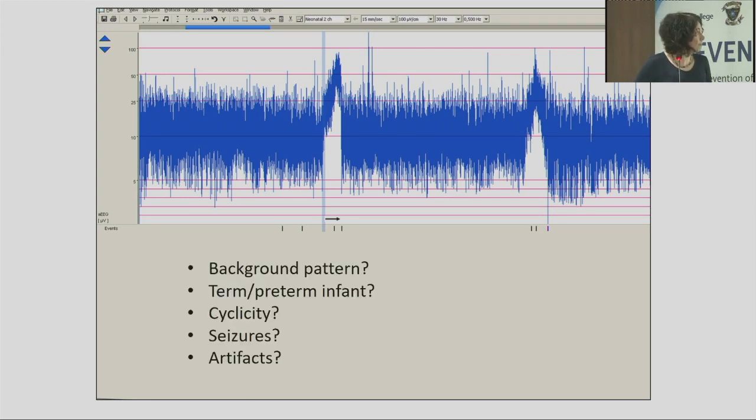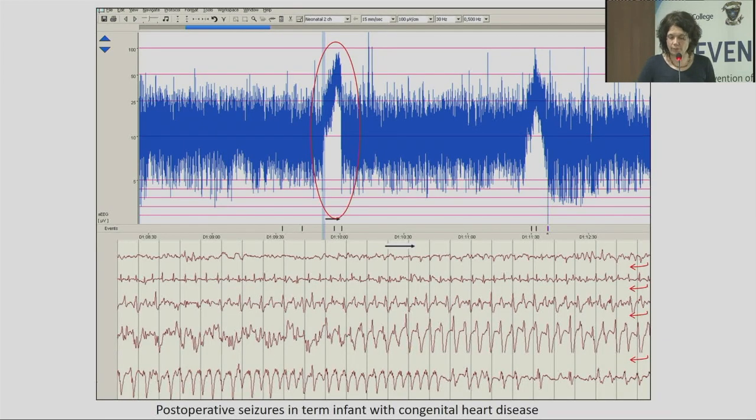So what is the background pattern? Do you think it's a term or preterm baby? Term baby, possibly yes. Any sleep-wake cycling? No. Seizures? Yes. And artifacts? A tiny bit. I mean, you can see those little bits, but it's relatively good. So, yes, it's a baby who had a congenital heart disorder, postoperatively with long seizures that you can see here.